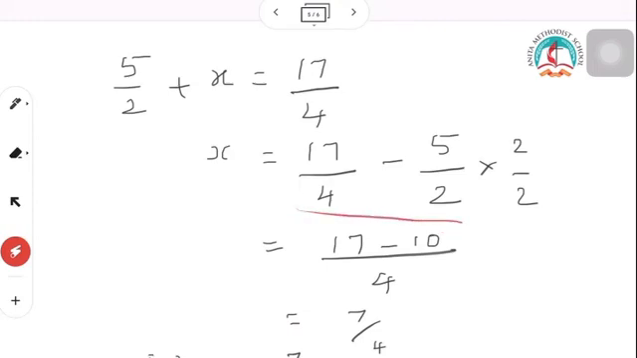What is the LCM of 4 and 2? 4. So, here the denominator is 4, but here the denominator is 2. So, what to do? You have to multiply by 2. Okay. So, 2 2s are 4, 5 2s are 10. So, 17 minus 10 by 4. When you subtract, what do you get? 7 by 4. So, what is the value? x is equal to 7 by 4. Have you all understood, children? Okay, children.